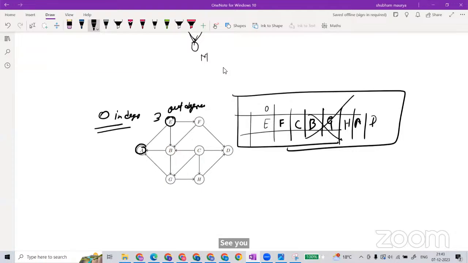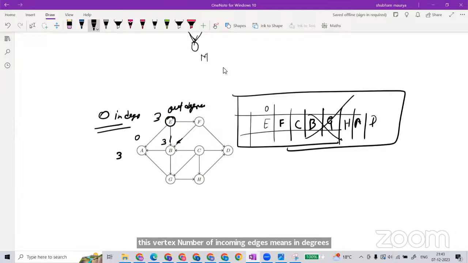For the vertex A, in degree is what? Number of incoming edges. So there are 3 incoming edges for the vertex A. That means here in degree is 3. Out degree, number of outgoing edges. There is no outgoing edge, so out degree is 0 here. For this vertex, number of incoming edges means in degree is 3. Number of outgoing edges with this vertex is 2. So in degree is 3, out degree is 2 for the vertex B.